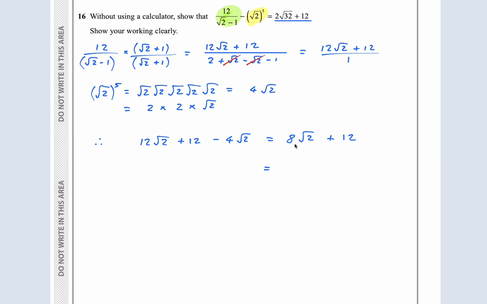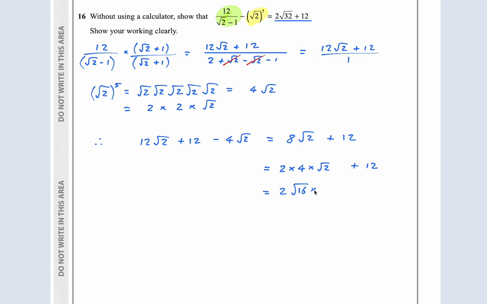I'm going to change the 8 into 2 times 4. So it's 2 times 4 times root 2. That's just the same as 8 root 2 plus 12 is still there. And now I'm going to change the 4 into root 16. Now, why on earth would I do that?